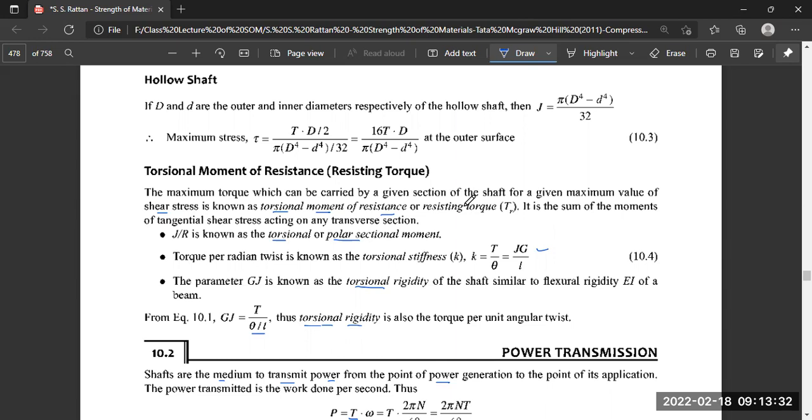Now this torsional moment of resistance, the maximum torque a particular shaft can carry, is defined as the torsional moment of resistance or resisting torque. Now, J divided by R is defined as the torsional or polar section modulus. As per definition, J divided by R, where J is the polar moment of inertia and R is the radius of the shaft.